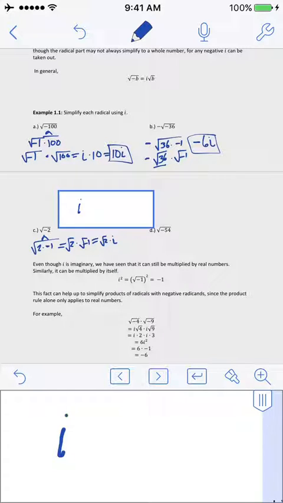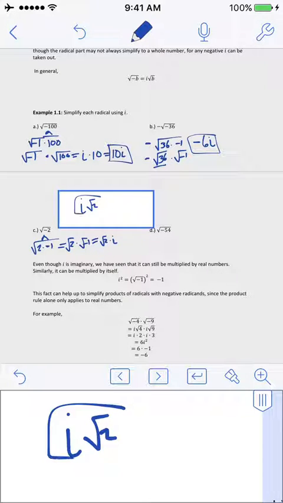And again, for syntax, we would just put i first like a coefficient. And we would draw a much prettier radical than that. Root 2. So it'd be i root 2. So it goes numbers, any whole numbers, i's, and then radicals. Whole numbers, i's, and then radicals.